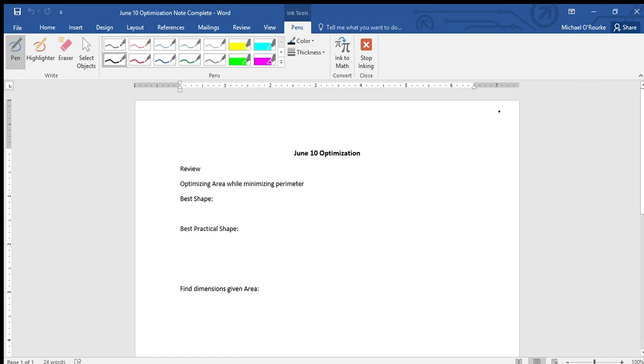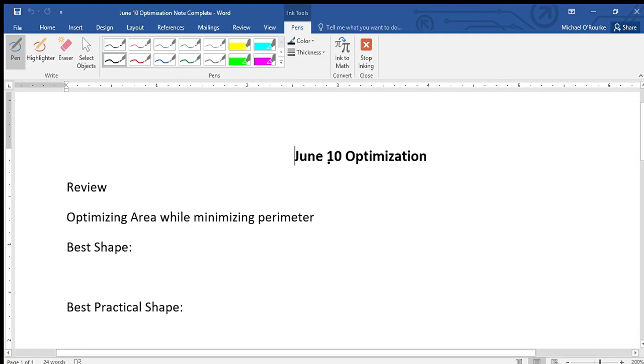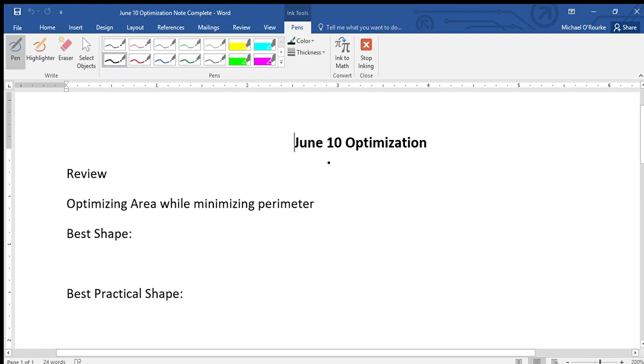Okay, so here is the last topic of the year, hopefully, unless I find something else I want to do. So we're going to look at optimization again. We did optimization earlier in the year. I just want to review it because I'm going to add one little thing to it. And this is something else I believe we did, but I just want to make sure that you understand.